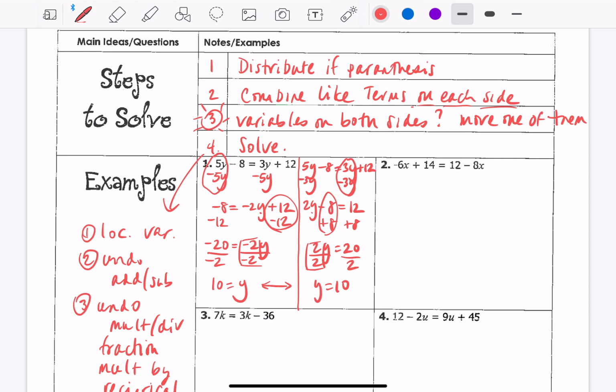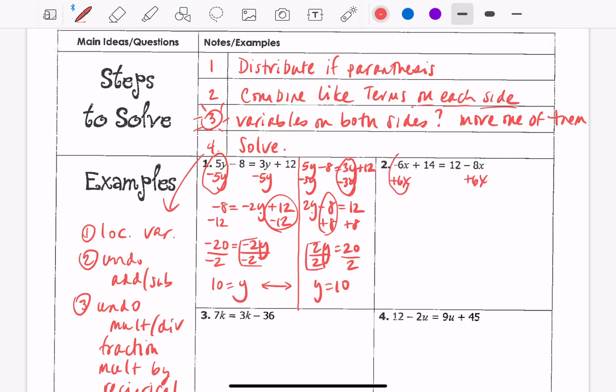Okay, let's do number 2. So number 2, I don't have any parentheses. I don't have any like terms on each side, but I do have variables on both sides. I have a minus 8x and a minus 6x. I'm going to just look at minus 6x and get rid of that. So minus 6x, I'm going to have to add 6x to make that a 0. So I have to do that over here as well.